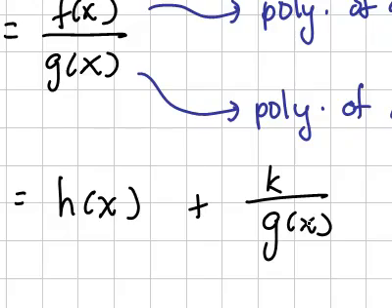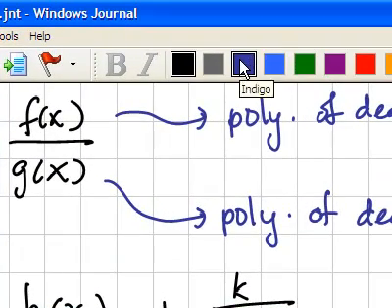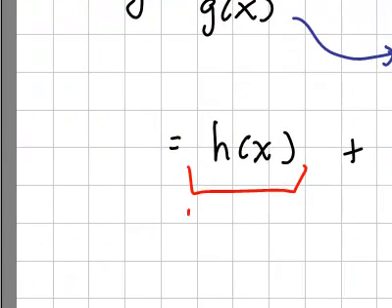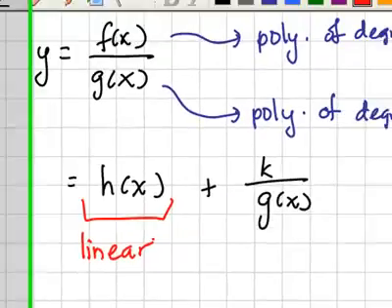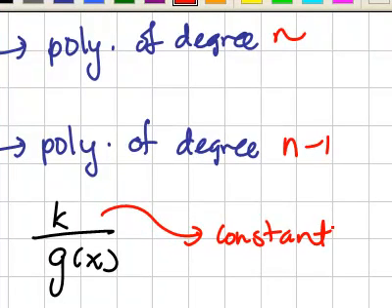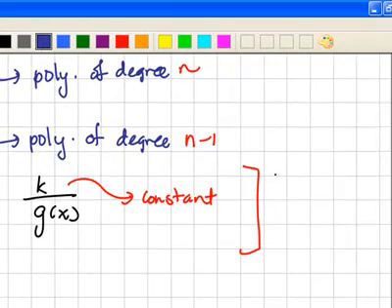Now from here, because the numerator in the original expression is of degree n, and the denominator is of degree n minus 1, when you do a division like this, whatever you have down here will be linear, and this will be a constant. So you have a linear part and then you have a constant. Now whenever you are given an expression of this form that can be written into such a form, you will get a graph which has an oblique asymptote.